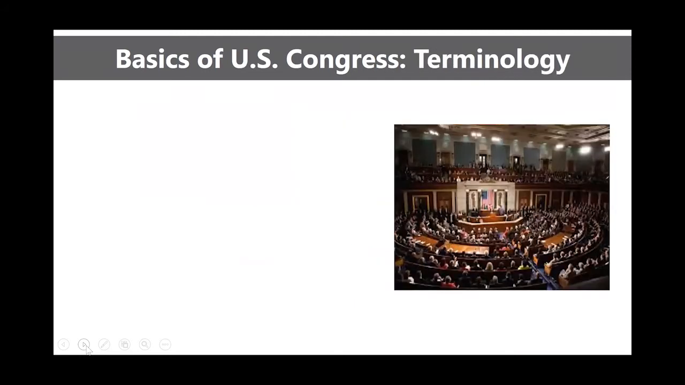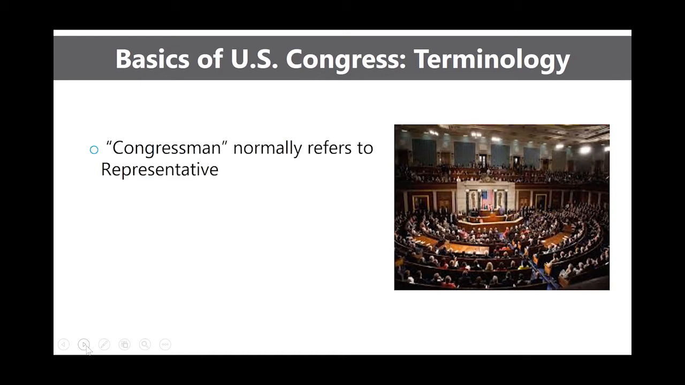Let's talk about some of the basic terminology used in Congress, so you make sure you sound like a good citizen advocate. The term congressman normally refers to a member of the House of Representatives, while senator refers to your senators. Now, it's technically correct to refer to a senator as congressman, but most people don't. And you can also refer to your House of Representatives member as a representative. Now, one thing you'll hear around Citizens Climate Lobby a lot is the 3-letter acronym MOC, and that stands for Member of Congress. We use that quite liberally around here.